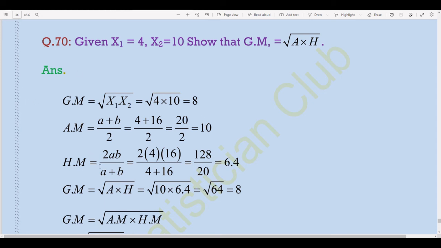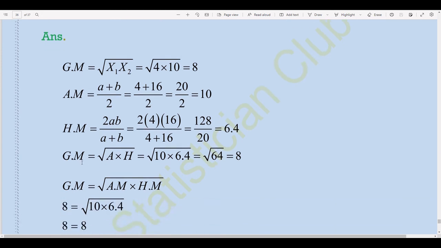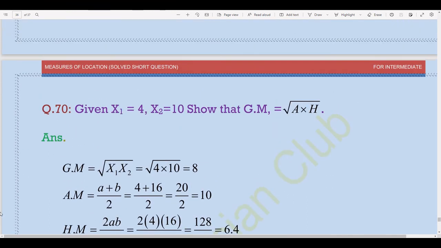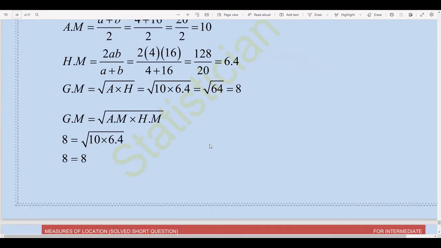Harmonic mean is equal to 2ab over a plus b. The harmonic mean is the reciprocal of the arithmetic mean of the reciprocals of values. After simplification we find 2ab over a plus b. So put the values and the answer is 6.4 after simplification. Now the geometric mean is equal to the square root of arithmetic mean times harmonic mean. Arithmetic mean is 10, harmonic mean is 6.4. 10 multiplied by 6.4, the answer is 64. Square root of 64 is equal to 8. So putting these values here, 8 is equal to 8. It means we prove that the geometric mean is equal to the square root of the arithmetic mean times the harmonic mean.